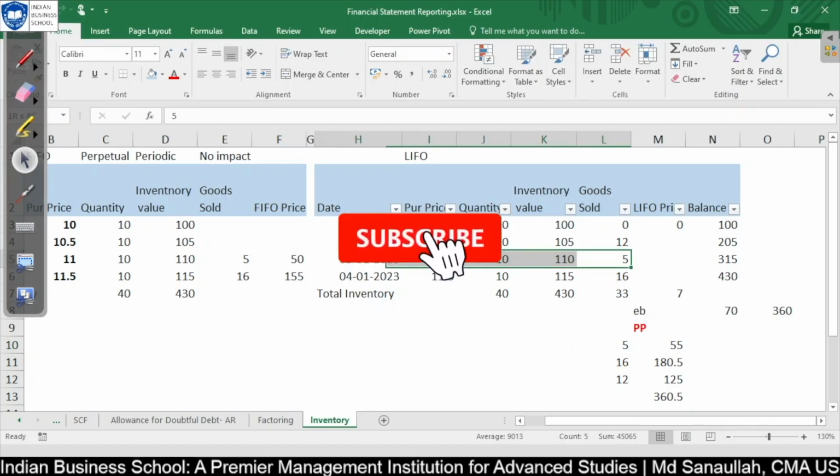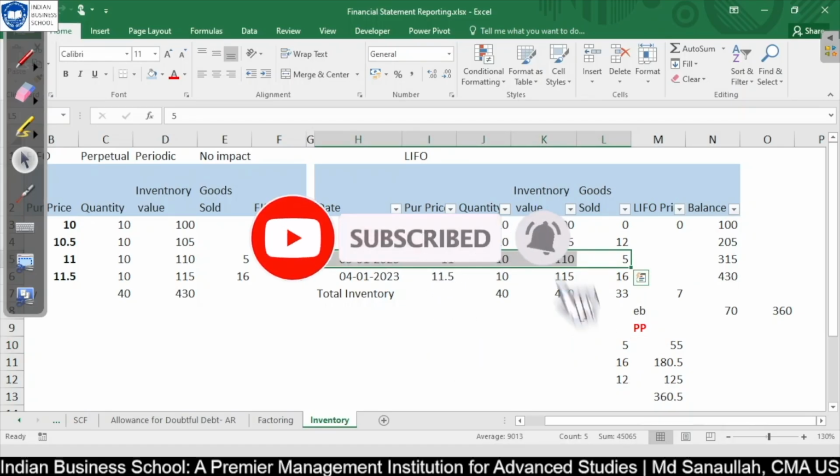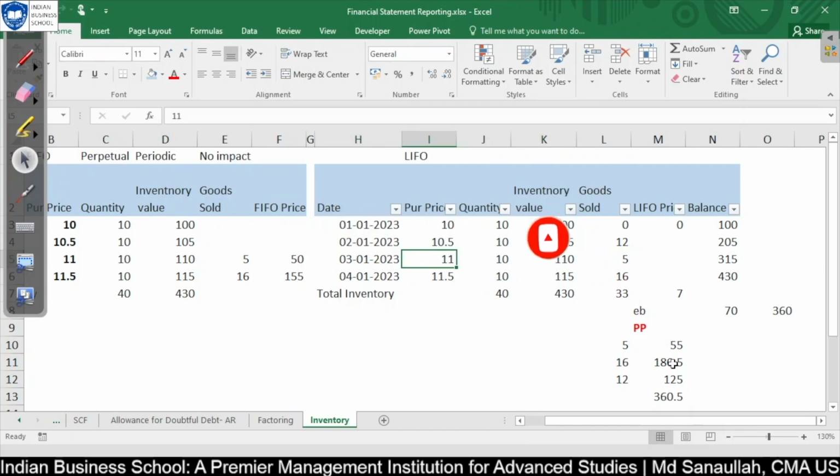So if it has been sold on 3rd of Jan, he will consider the date of 3rd Jan. Then he will multiply. Before that, whatever we have purchased, this 12, he will first consider this price, and if you still have extra inventory to be sold, then he will jump to another price and take this price.